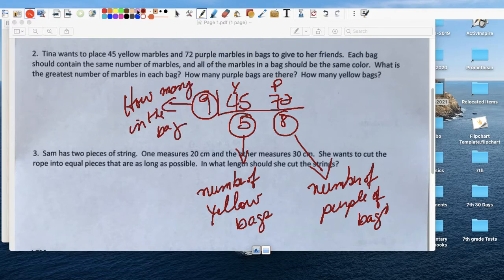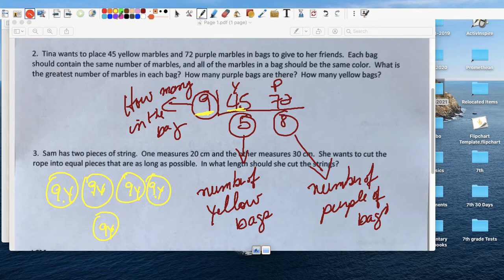So for yellow, I'm going to use the color yellow. I need 5 yellow bags. 1, 2, 3, 4, 5. So there's going to be 9 yellow in each. 9 yellow, 9 yellow, 9 yellow. Right? 9, 18, 27, 36, 45. Right? 45.